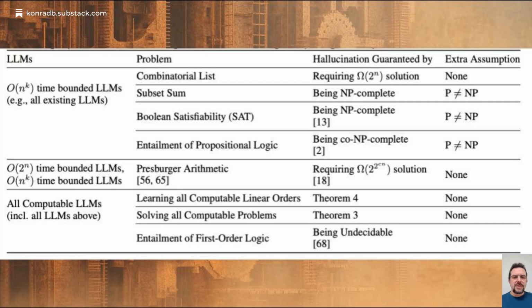The table identifies specific problem classes where hallucination is guaranteed. Current LLMs are polynomial time-bounded, making them prone to hallucinate on problems requiring exponential or greater computational resources. This includes combinatorial listing tasks, NP-complete problems, assuming P≠NP, and problems requiring even greater computational resources, like Presburger arithmetic. Empirical studies confirm these theoretical predictions. LLMs consistently fail on these problem types regardless of size or training.